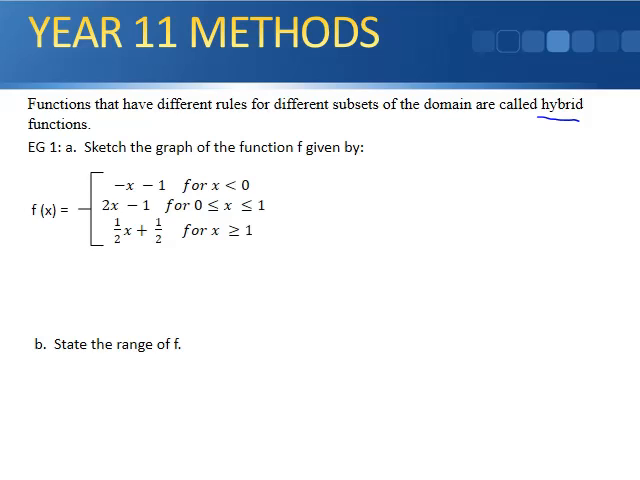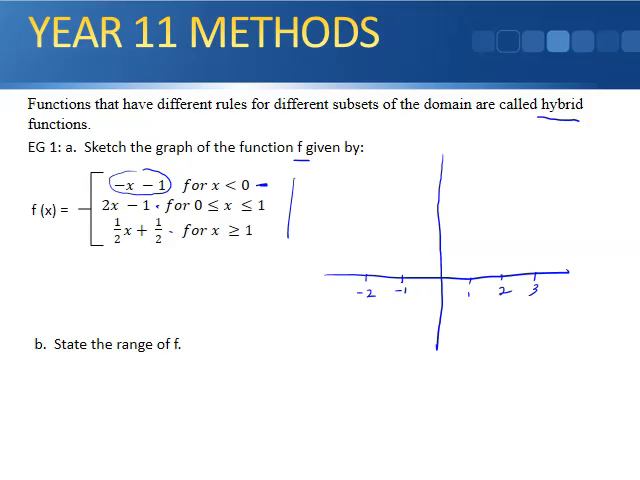Example 1 here says sketch the graph of the function f given by all of these three rules. So the first one is when x is less than 0, and we have this rule here, negative x minus 1. So I'm going to draw my axes over here. And because that one's a straight line, and if you look at them, they're all straight lines, even this one here and even this one here. So shouldn't need much.